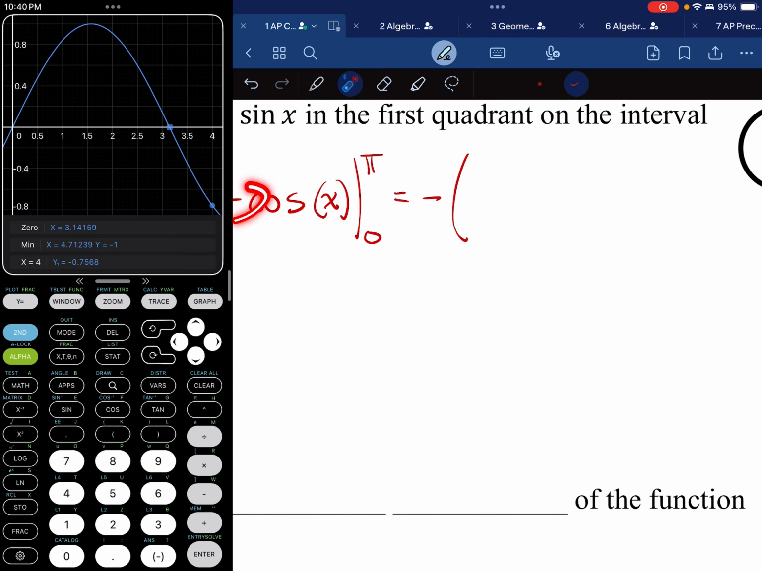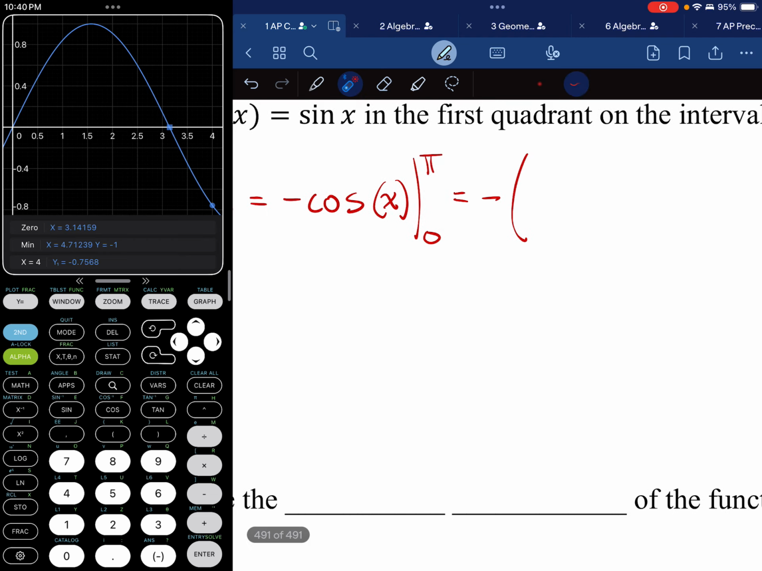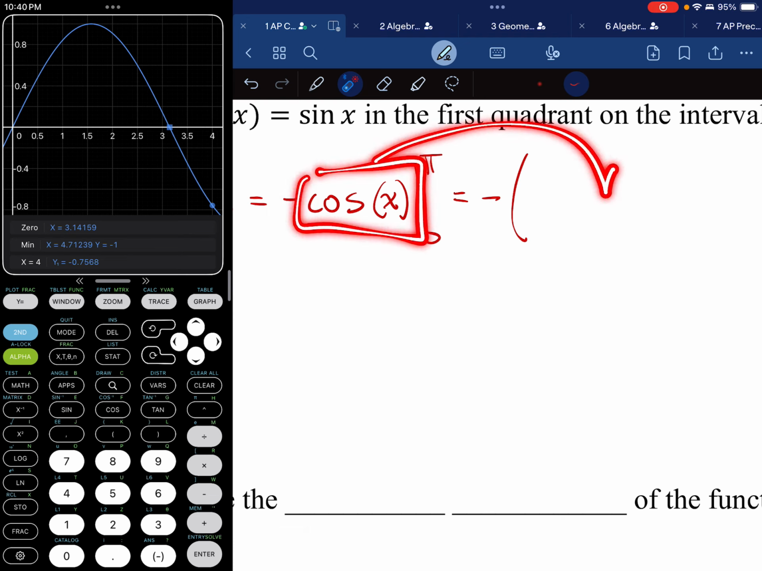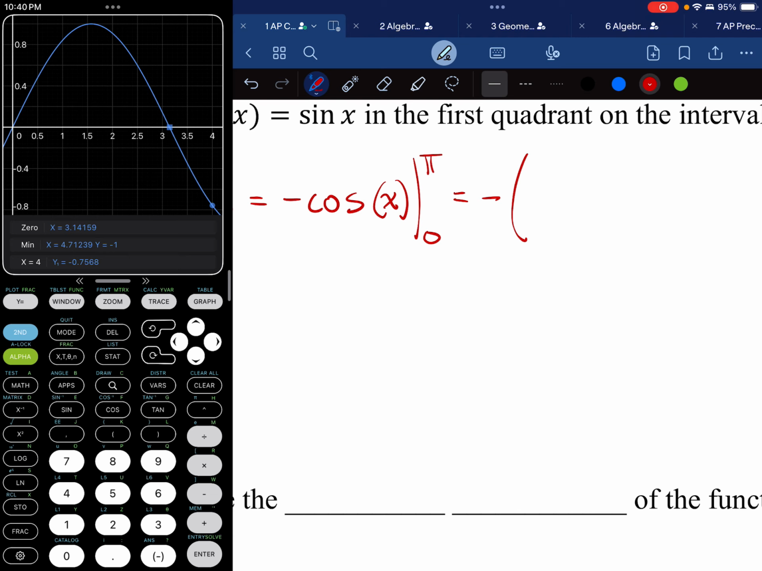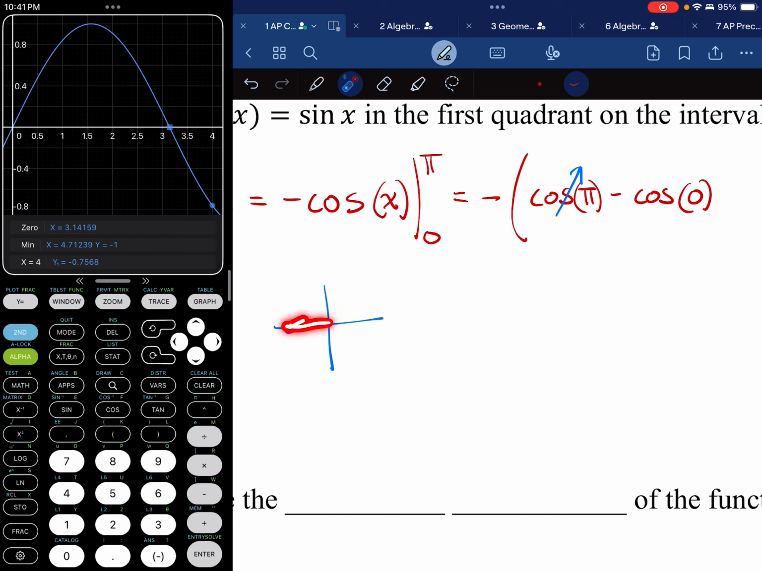This negative and this negative are the same negative, and I'm just going to work on the cosine of x inside the parentheses. So it's going to be cosine of pi first, minus cosine of the other bound, 0. Cosine of pi, I happen to know on the unit circle that pi is located right here, and cosine is talking about the x coordinate. So how far left or right did I move? I moved left 1. This is negative 1.